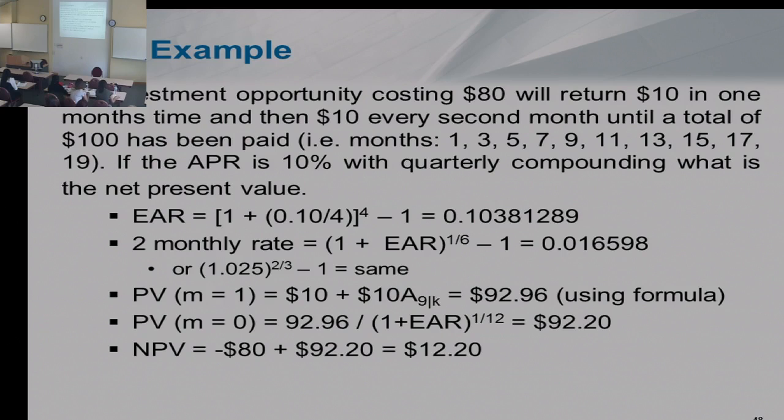10 is that plus 10. You've got to divide that by 1.0826 as well. That's the first month. And this is a 9-period annuity. But when you use the formula, what does it give you? It gives you the value at month 1.